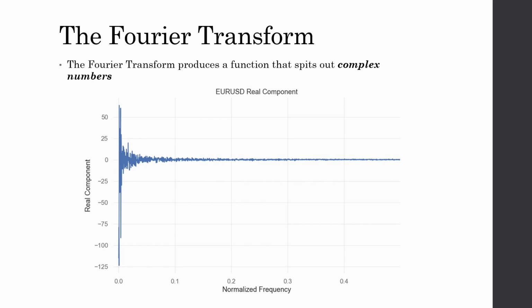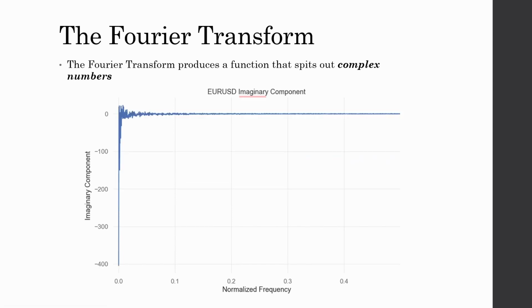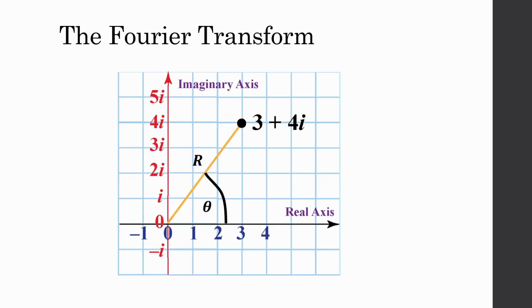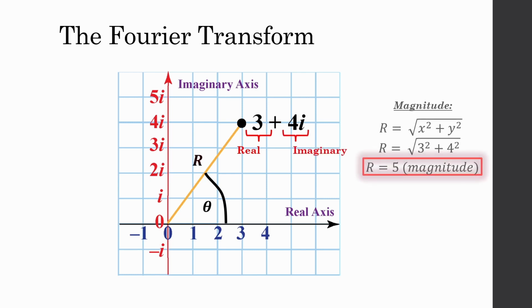So you can see here I've taken the Fourier transform, and this is the real component. Remember, it spits out a complex number. So this is the real component. And similarly, we can get an imaginary component. And if you remember from complex numbers, we have a real part and an imaginary part, and we can calculate the magnitude. Now, a lot of times we express the magnitude in decibels, and that is done by 20 times logarithm base 10 of the magnitude.